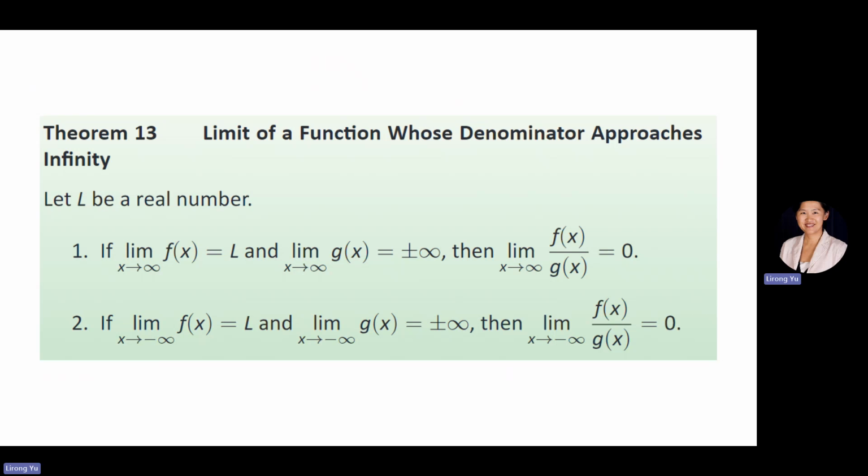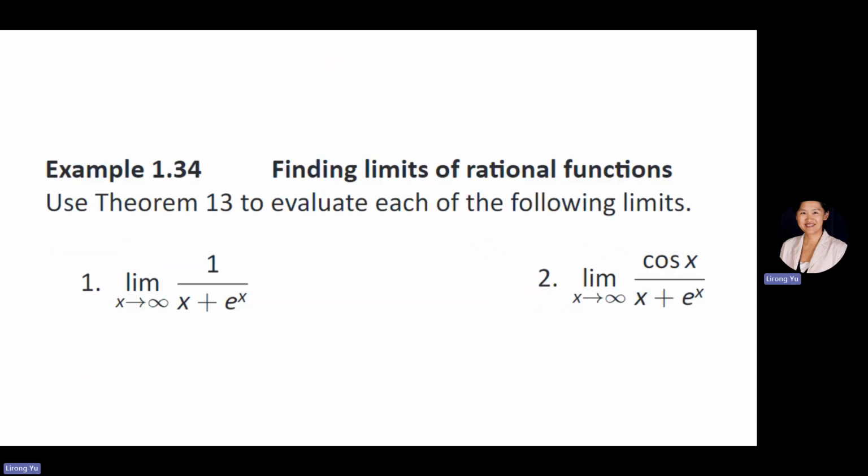The bottom one is for negative infinity. Whenever the denominator goes to infinity and the numerator goes to a finite number, the division always has 0 as a limit value. Any questions? And this is the same reason that we have that degree comparison.